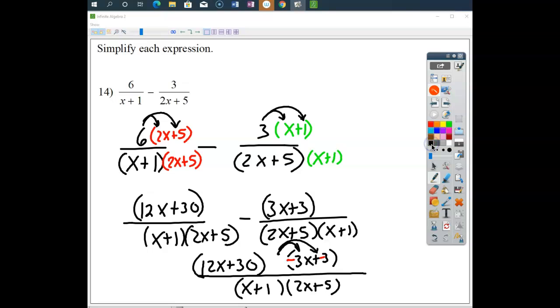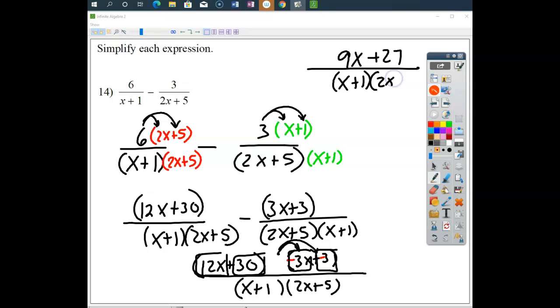And after that, we just combine the like terms and stick with what we were doing before. So 12x, take away 3x is 9x. 30 combined with negative 3 makes 27. Now, the top can be factored, so you can try to factor it, but in this case, I don't think that if I factor it, it's going to cancel anything out, and that's usually what happens.